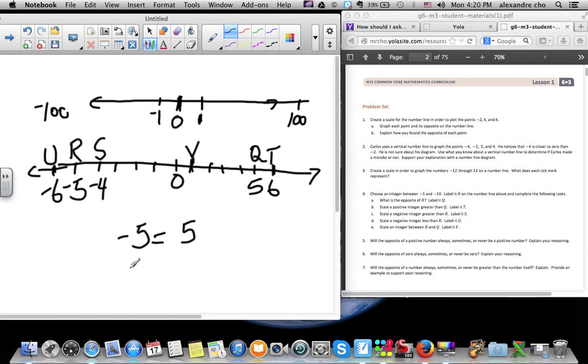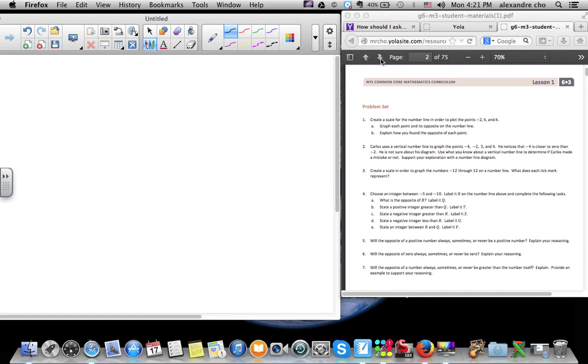That's true. What if you take a positive number? Let's take 6. The opposite of 6 is negative 6. Is negative 6 greater than 6? No, it's not. So, not all the times when you take the opposite will it be greater than the number you started with. If you start with a negative number, take its opposite, that's going to result in a number greater. But if you start with a positive number and you take its opposite, you're going to end up with a negative number, which is going to be less. Okay? Now let's move on to page 4.